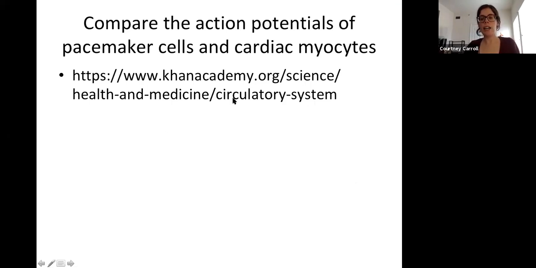Now, Khan Academy has a great link, and this is in the PowerPoint, which is on the PDF page on Canvas that has this link. It does a great job comparing these if this is a very difficult concept for you. But take a minute and draw. Compare the action potentials in pacemaker cells and cardiomyocytes. Draw a picture.